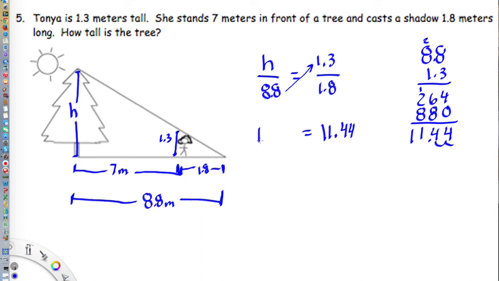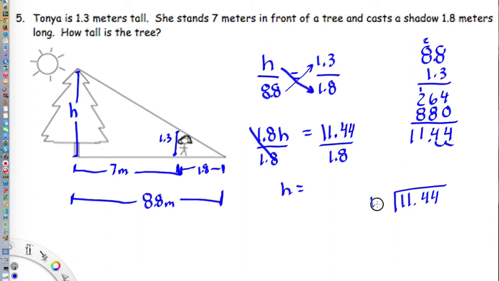And that's got to be equal to 1.8h. That's when I multiply. The cross products, if I have two ratios that are proportional or equivalent to one another, then the cross products should be equal to one another as well. That's what I'm doing there. So now I have to solve for the variable, which will give me the height of the tree. I divide both sides by 1.8. The 1.8 cancels out, and the height is going to be equal to 11.44 divided by 1.8.